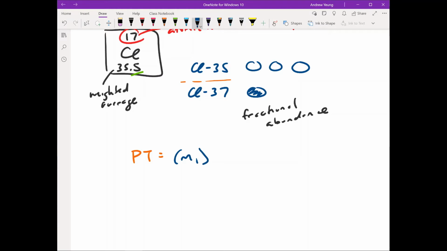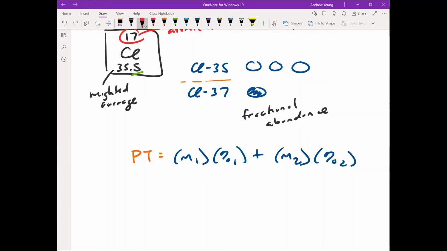In this case, there are 2 versions of it, mass 1 and mass 2. But again, what we're going to factor in is their percentage abundance, how common they are in the universe. So we're going to say, let's say %1 plus %2. If I have an example of an element that has more isotopes than this, I just keep tacking on another mass, another percent term.